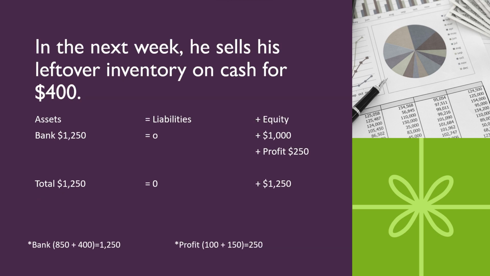In the next week, he sells his leftover inventory on cash for $400. This transaction will add $400 to the bank balance, a reduction in inventory to zero, and an addition to profit of $150, that is the difference between the sales price of $400 and cost of sales of $250. On the left hand side, inventory will disappear. The bank account will show a balance of $1,250, and on the right hand side, the profits will increase by $150, making the total profits as $250. The total of both sides will remain equal as $1,250.